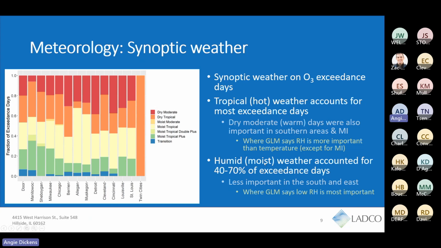And then we see that humid or moist weather actually accounts for about half, 40 to 70% of exceedance days, more in the south and east. So our humid or moist patterns are these kind of oranges and yellows and greens. So over here, they're more important.